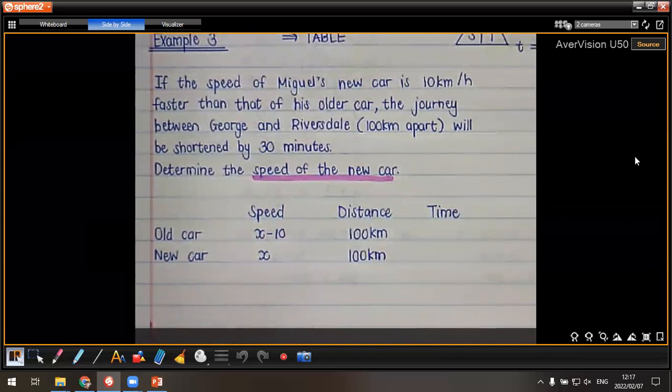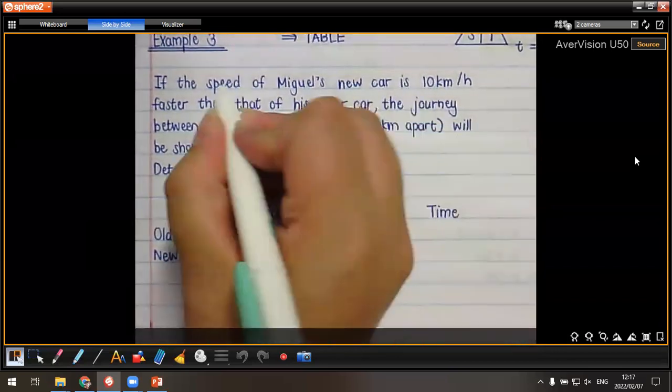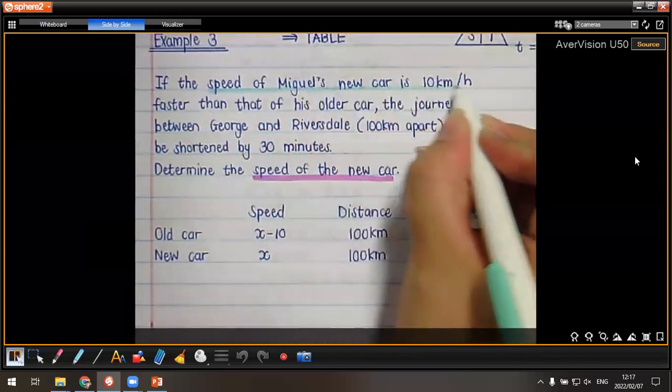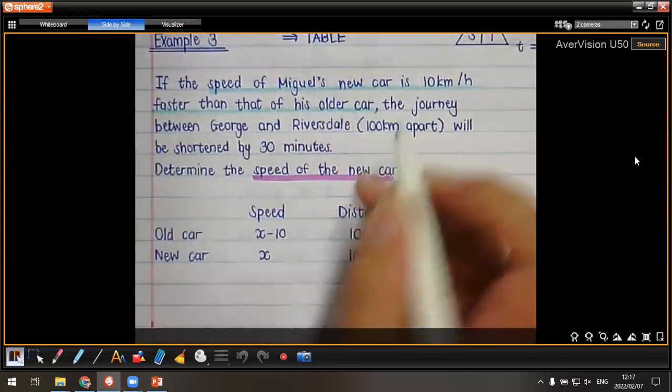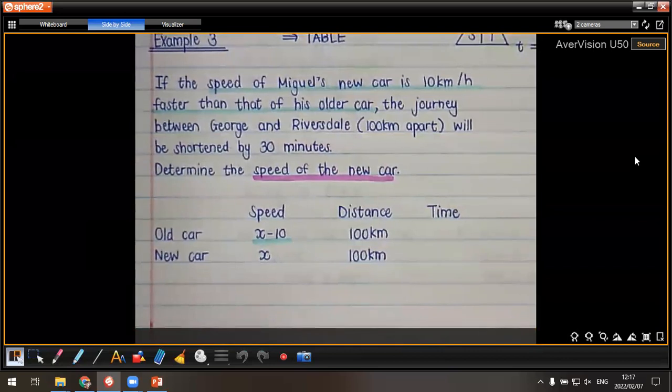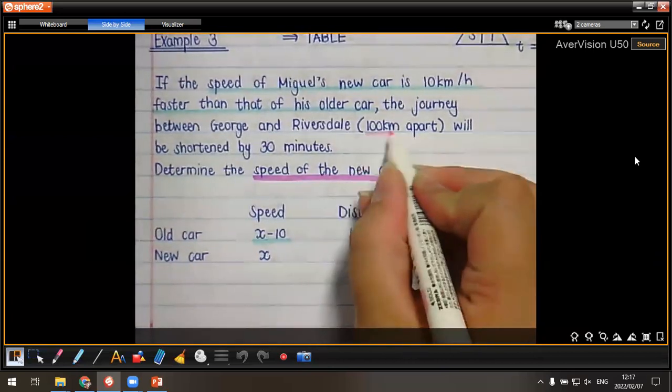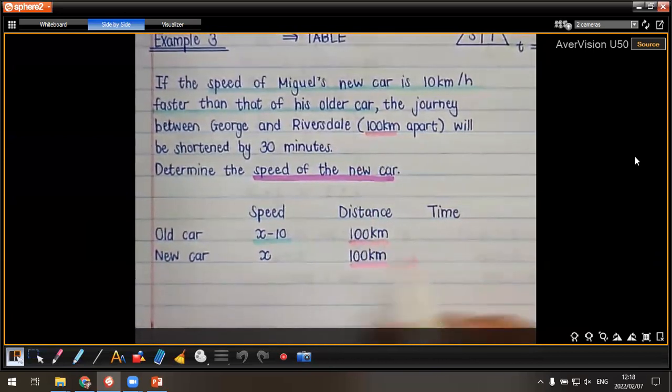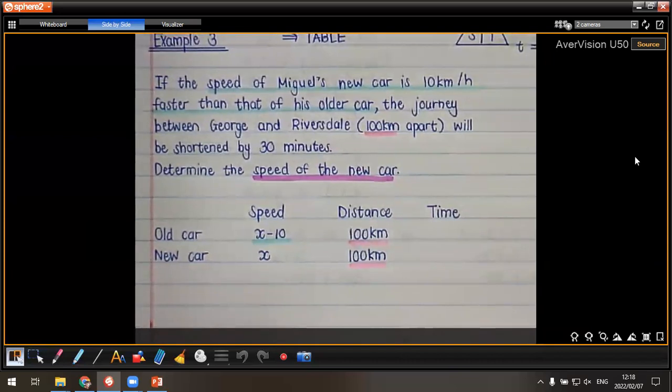Okay. So when we're reading, maybe we want to just do an underlining thing here. The fact that they're saying here that the speed is 10 kilometers per hour faster than that of his older car, that is what they're putting in there. So that's where that x minus 10 is. We can also do our distance here. So this distance is there and there, all right? The distance is the same.